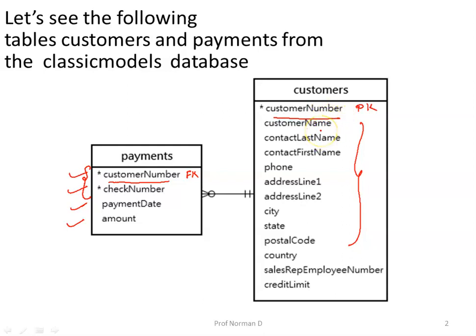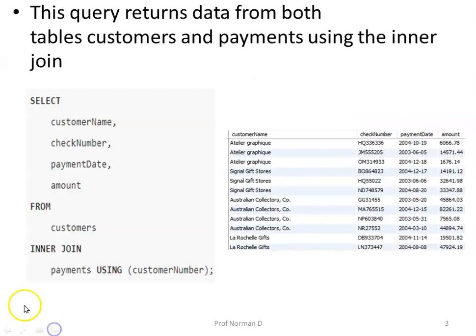Let's have a look at a query. If I want to get the same output, how would the query look? The query is pretty simple. We have to use a join. So I write the query as select customer name, check number, payment date, amount from customers relation, have an inner join with the payments relation using the customer number. Since the attributes are the same in both relations, I am using a natural join.